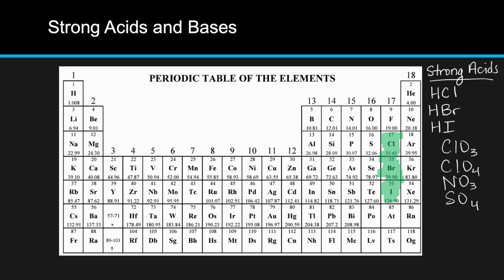So we know chlorate is a -1 charge, so we only need 1 hydrogen. Perchlorate is also a -1 charge, so we only need 1 hydrogen. Nitrate is a -1 charge, so we only need 1 hydrogen. And then sulfate is a -2 charge, so we need 2 hydrogens. So those are our 7 strong acids, and now let's look at our strong bases.